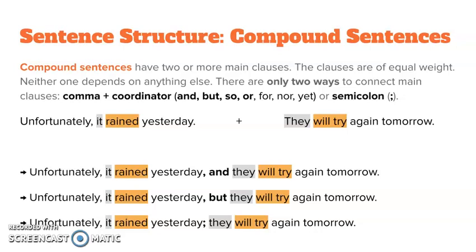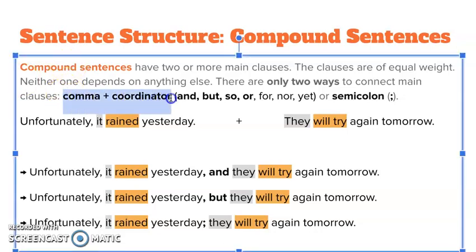There are only two ways to do that. One way is with a comma plus a coordinator. So coordinator, conjunction, coordinating conjunction. There are many words for this, but I'm talking about and, but, so, or, for, nor, or yet. Exactly one of those words. Or you could use a semicolon.